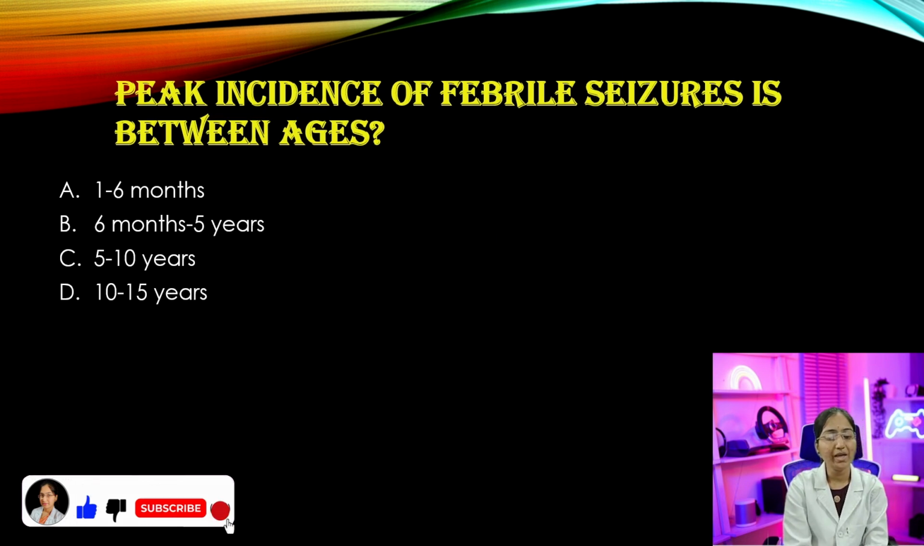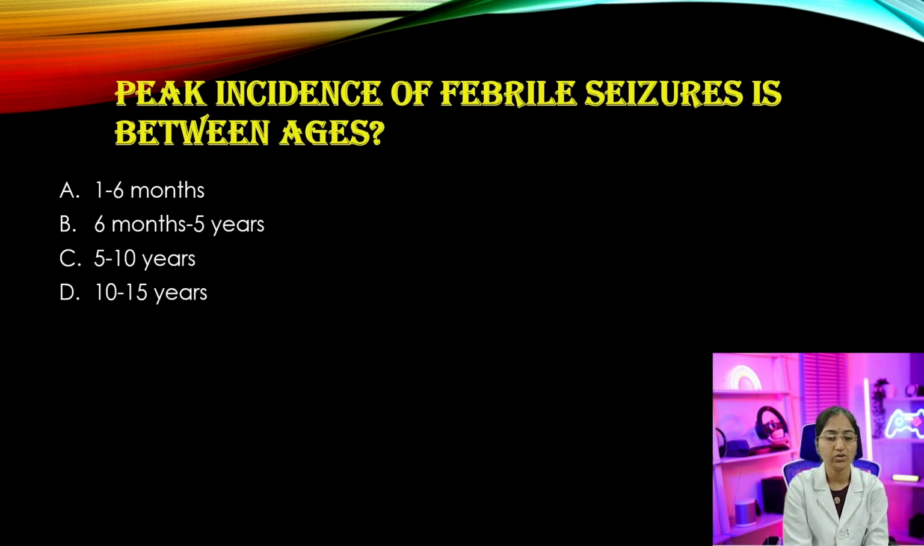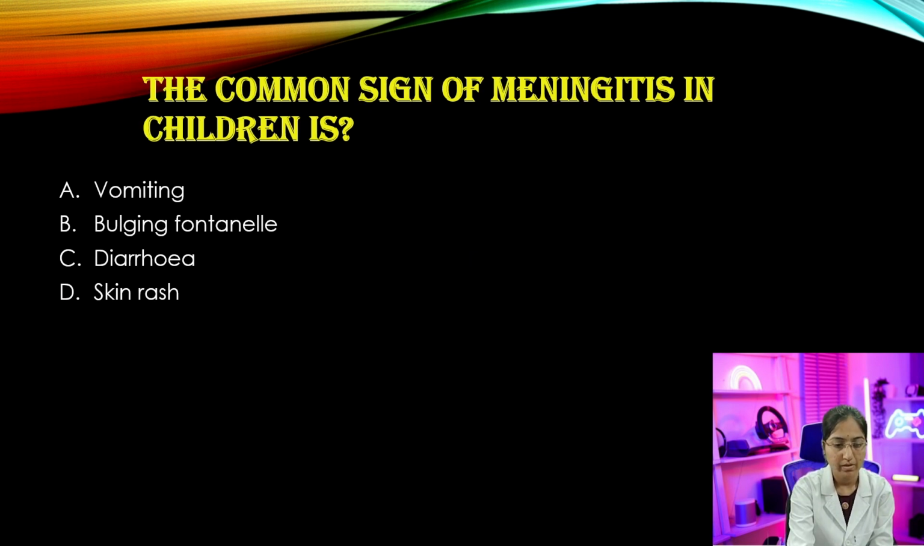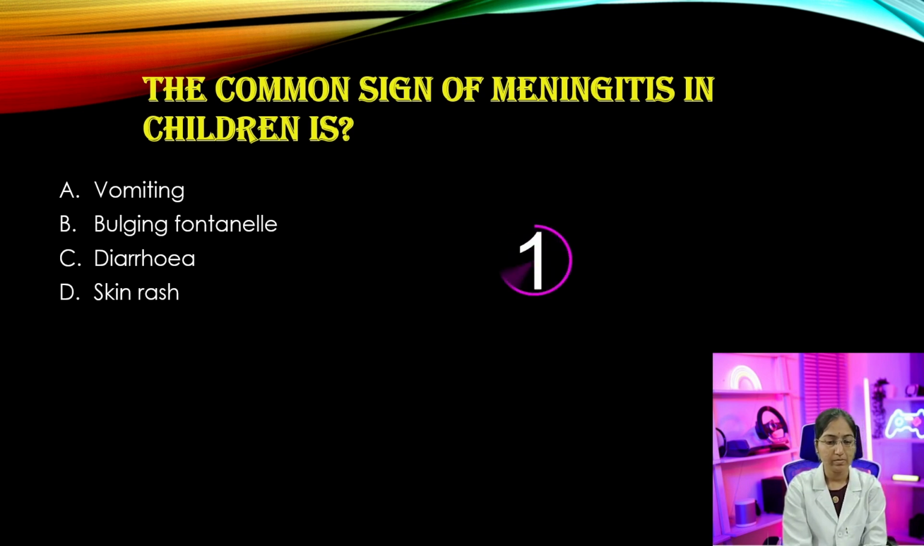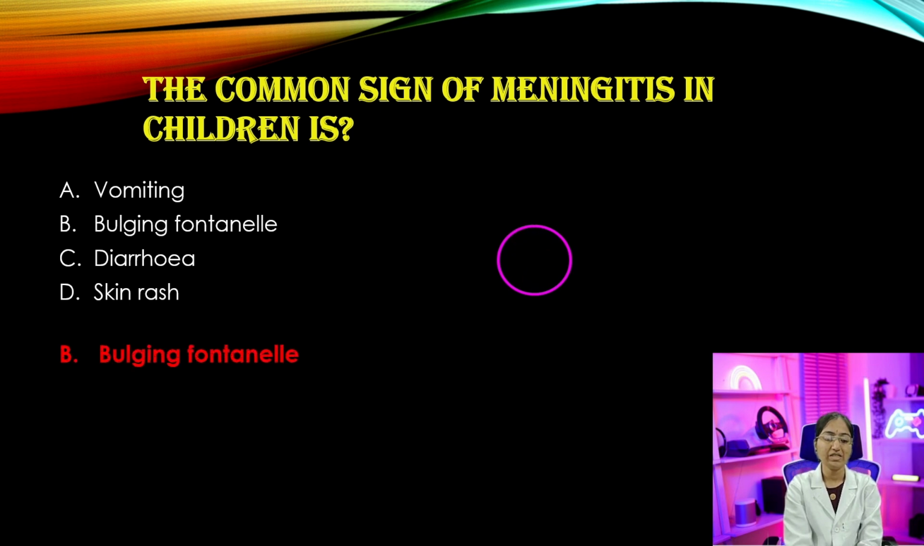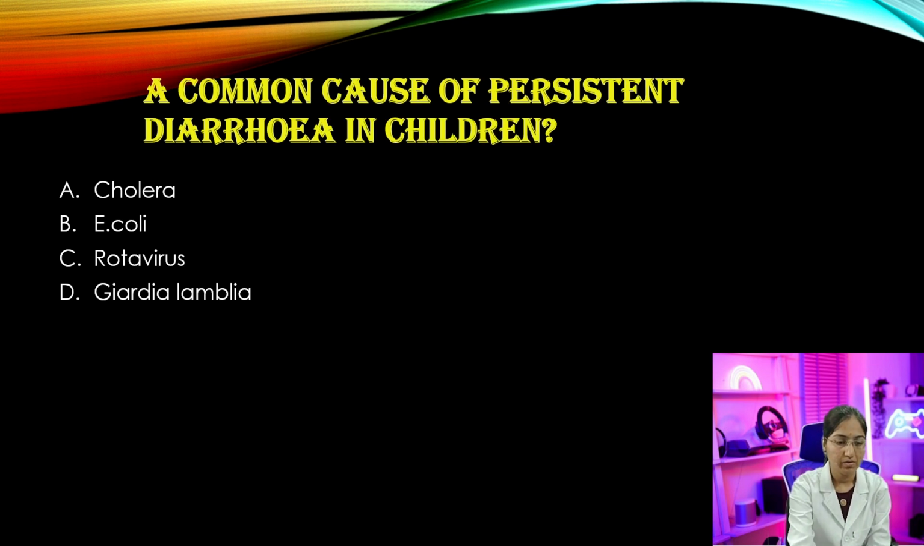Next question. Incidence of febrile seizures is between ages. These are the options. Here right option is 6 months to 5 years. We'll move to the next one. The common sign of meningitis in children is. Options are here. The option is bulging fontanel. We'll move to the next one.